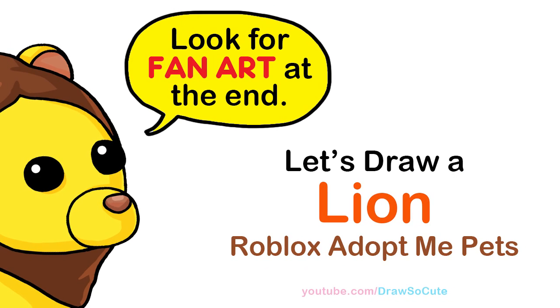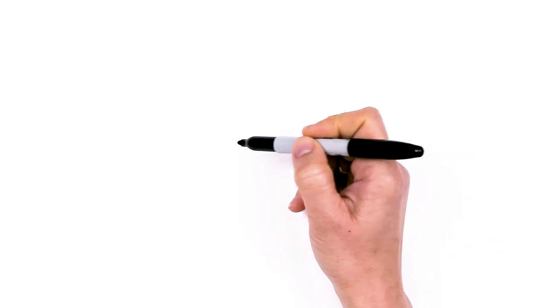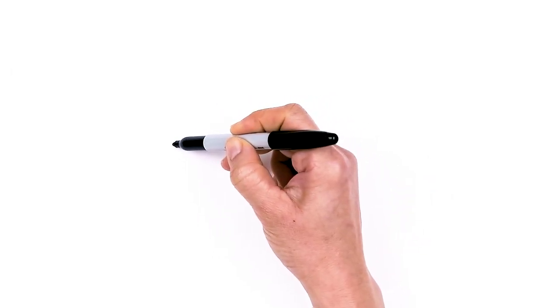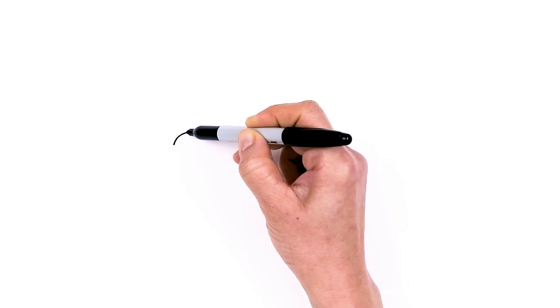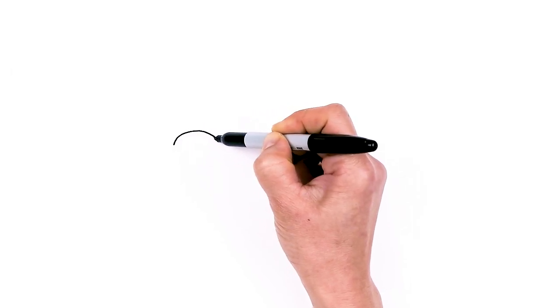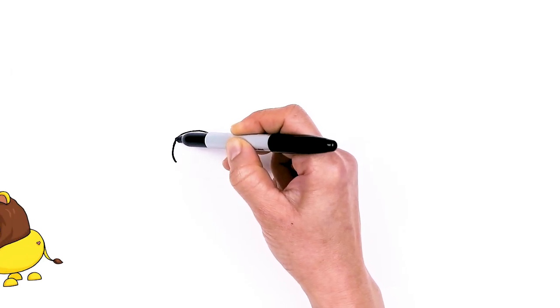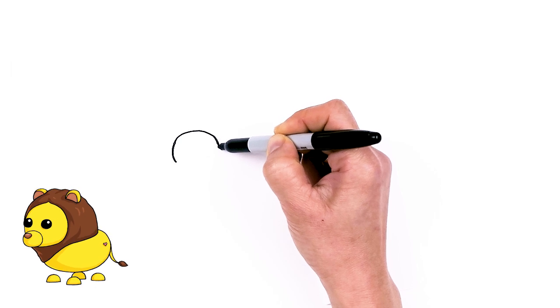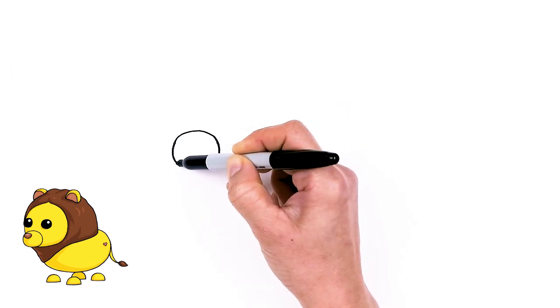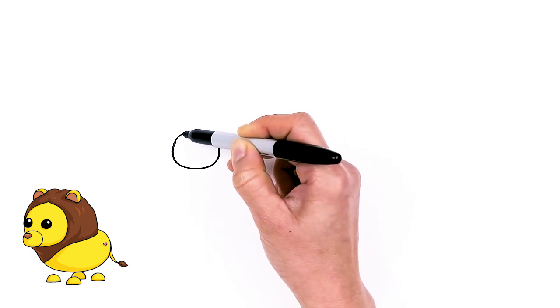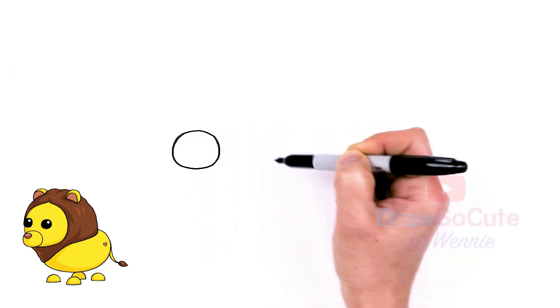Today we're going to draw the lion from Roblox Adopt Me Pets. So let's get started. To draw this cute lion, let's first start by drawing the nose area. So we're going to draw this big oval. So I'm going to come right here and draw this big curve. It's kind of like a circular oval. And bring it down, and connect. There, so nice and round.